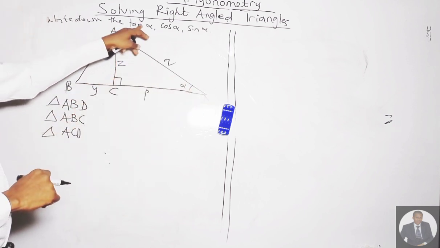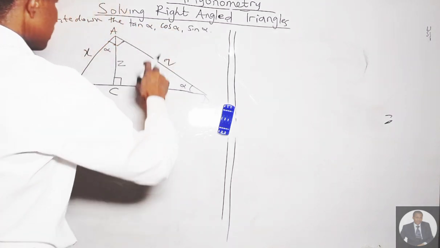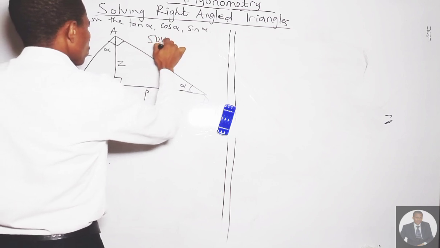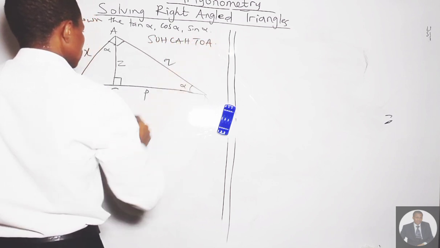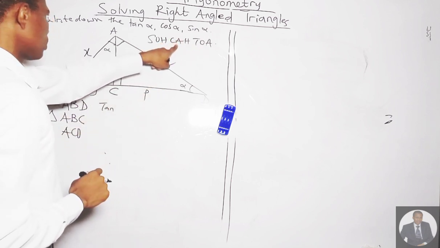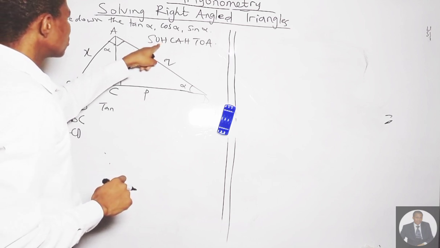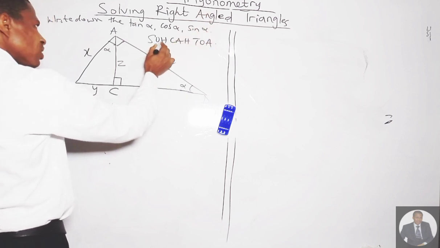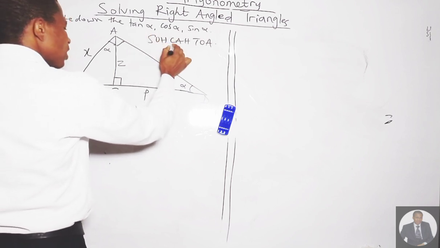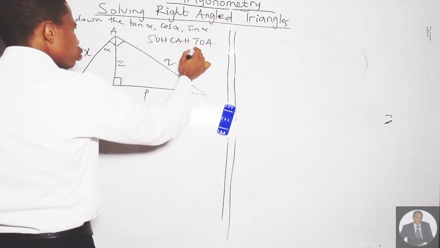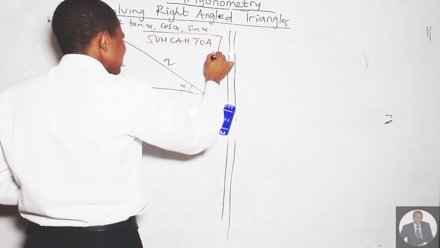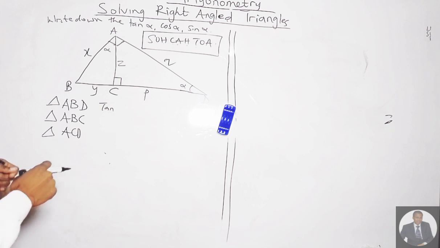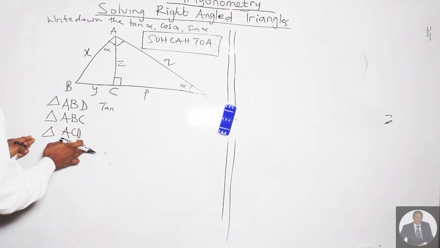Now, if we are to write tan alpha, cos alpha, sin alpha, what's tan? You must have heard of SOH CAH TOA. When we say something is sine of an angle, it means we are considering the opposite over the hypotenuse. For cos, we are considering the adjacent over the hypotenuse. For tan, we are considering the opposite over the adjacent. These are called trigonometric ratios.